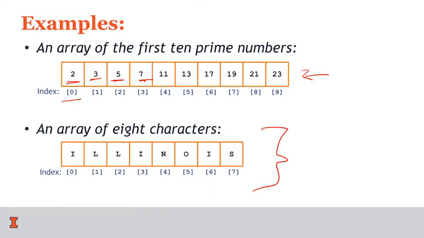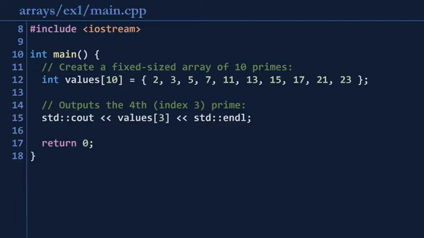Let's see a C++ program that contains a basic array. In C++, here's the syntax to create an array of a fixed size of values. We see the type of this array is integer, and it's going to contain 10 integers. Here are the first 10 prime numbers. We can access each element of the array using square braces. So here values[3] is going to access the third index in the array.